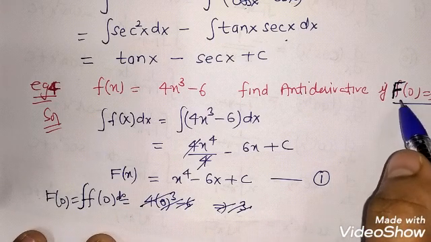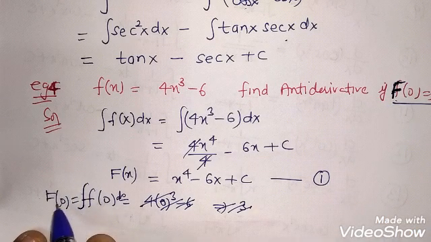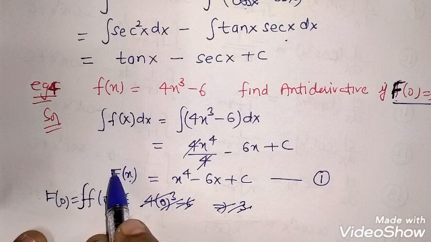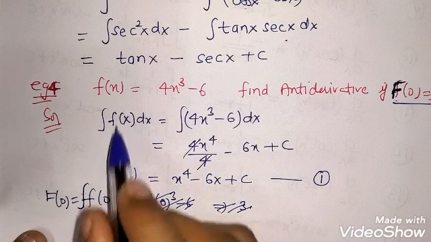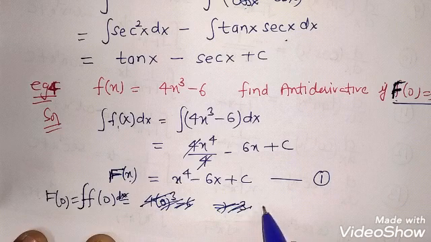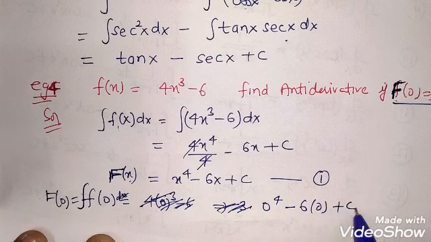I am repeating it again for you. Capital F of 0 is provided to me. Capital F of 0 means the integral of f of x dx, this is capital F of x. You have to put the value over here. This is 0 to the power 4 minus 6 into 0 plus c.